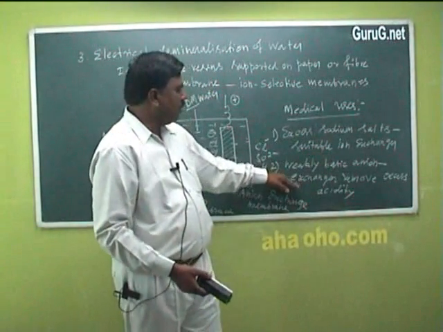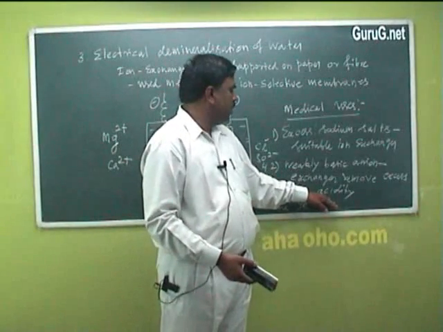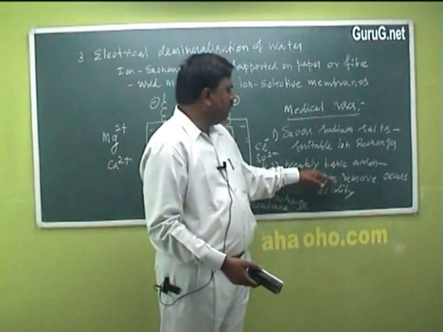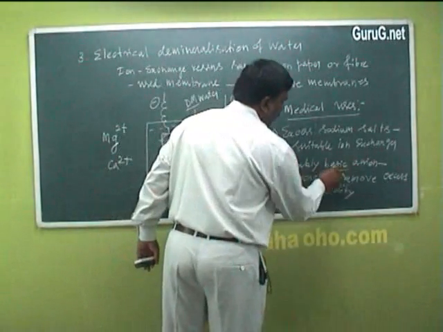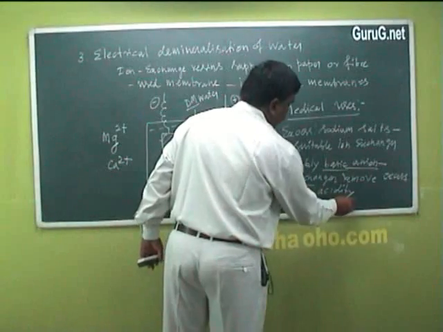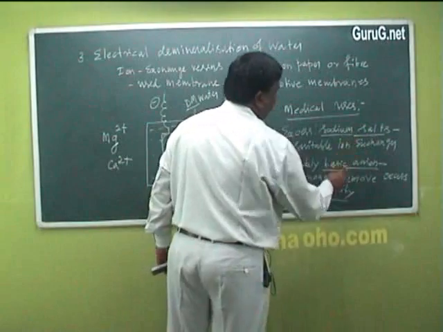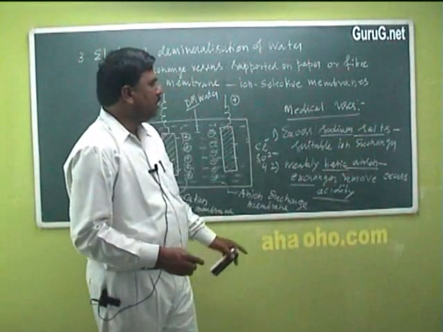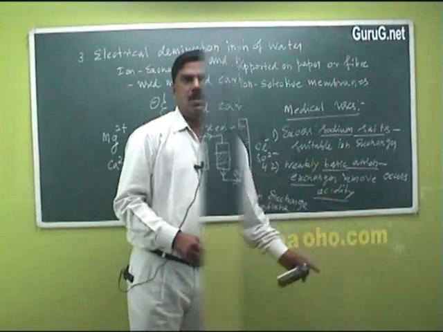Another use is when the stomach has high acidity. That high acidity should be removed by giving a weakly basic anion exchanger. The weakly basic anion exchanger will remove the stomach acidity. And the excess sodium salt present in a person should be removed using a suitable ion exchanger that will reduce it.